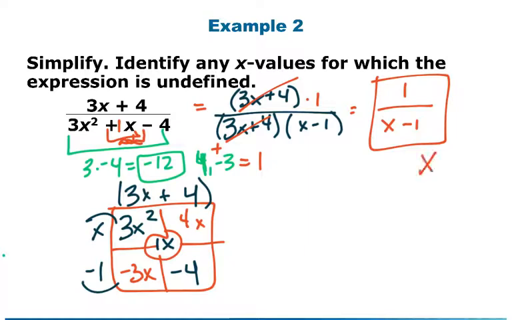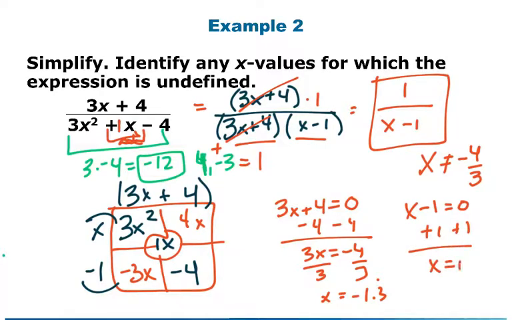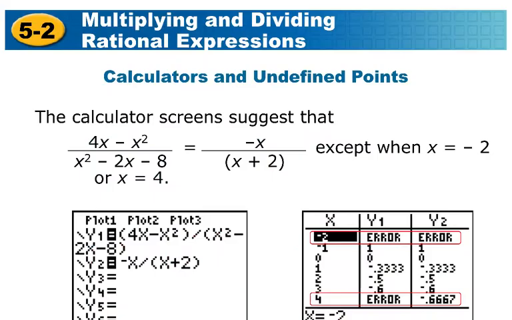Then what can't x be? It can't be any of the numbers on the bottom here that would have made 0. So when does 3x plus 4 equal 0? Well, if you subtract 4 and divide by 3, you get an x of negative 1.3 repeating. Well, we'll just do negative 4/3. And then from the other one, when will x minus 1 equal 0? And that's just at adding 1, so at 1. So that's part of the answer as well. Alright, so that's our next example.